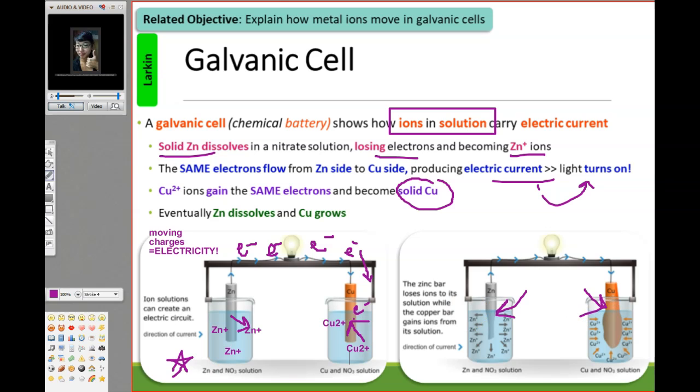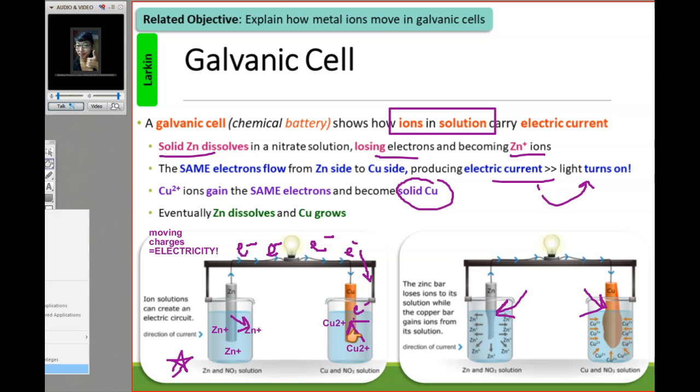So as time goes on, you can see right here, the zinc begins to dissolve and the copper begins to grow. Go ahead in the chat box, give me a lightning bolt if this process is beginning to make sense. You should be able to follow from left to right what is happening.